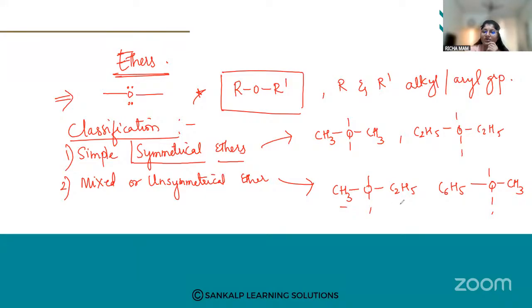So this is a methyl group. This is an ethyl group. So it is an unsymmetrical ether. Across the oxygen atom, the groups attached to the oxygen atom are different. Then it is called what? Mixed or unsymmetrical ether. Understood?